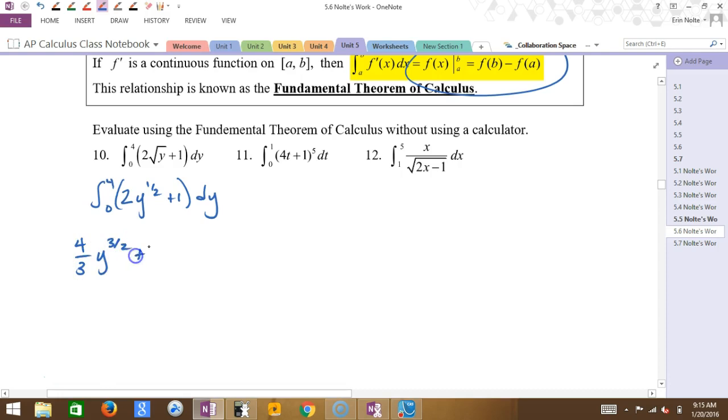Okay. What's the integral of 1? 3/2. So because you add one to the 1/2, right? So 1/2 plus 1 is 3/2. If you divide by 3/2, that's the same as multiplying by 2/3. 2/3, the reciprocal.